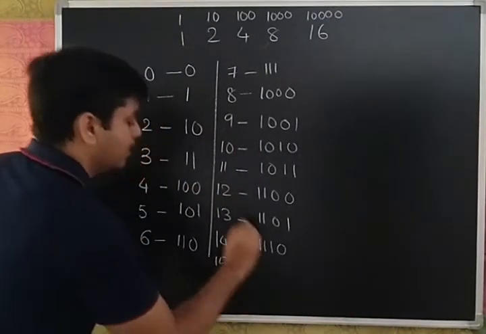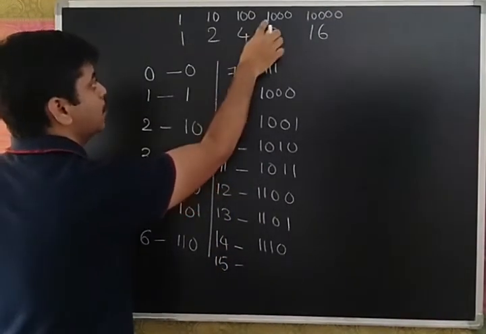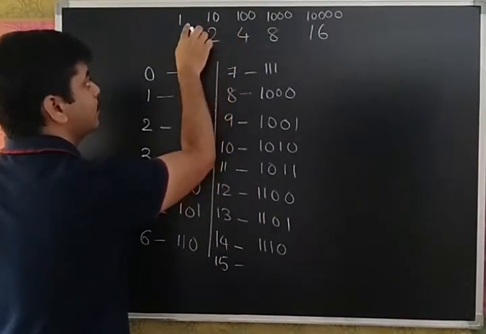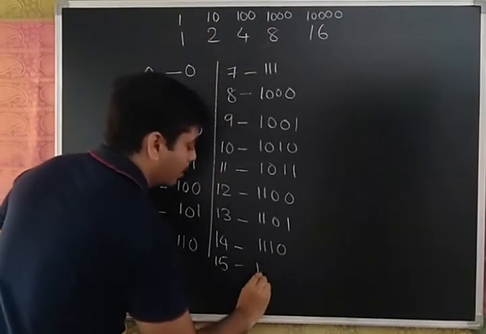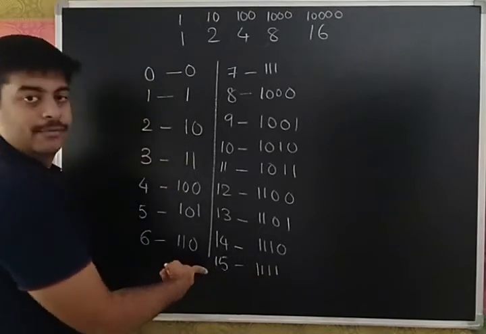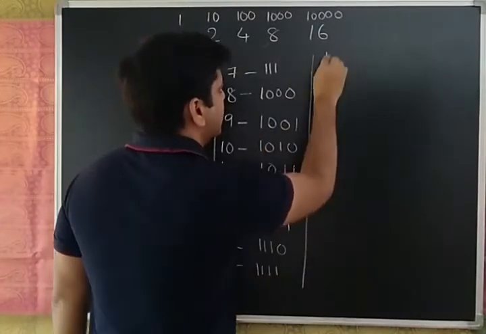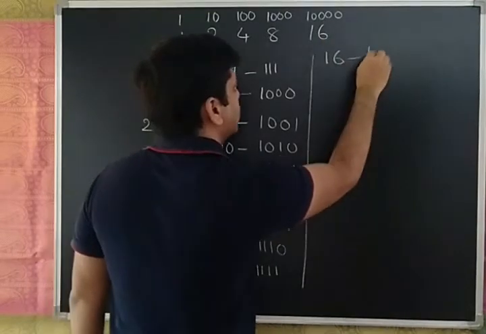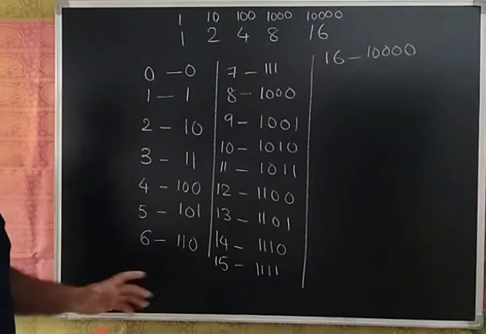15. How will you write 15? 8 plus 4, 12. 12 plus 2, 14. 14 plus 1 is 15. 1000 plus 100 plus 10 plus 1. 1100, 1110 and 1111. Just like the earlier example we have seen. Okay. And how will you get 16? 16 you directly have as 10,000.